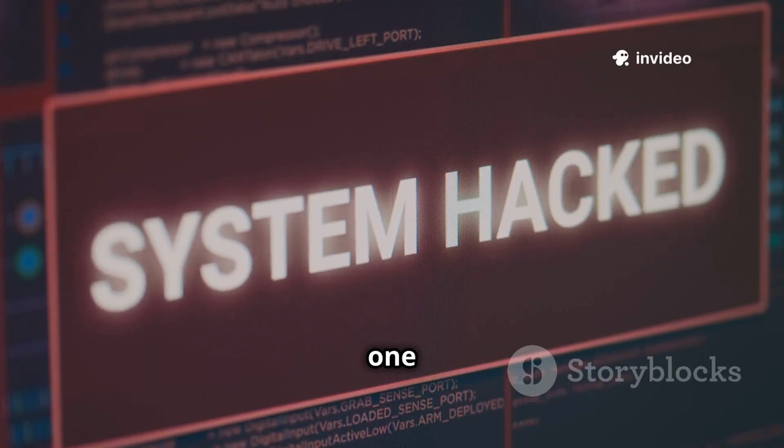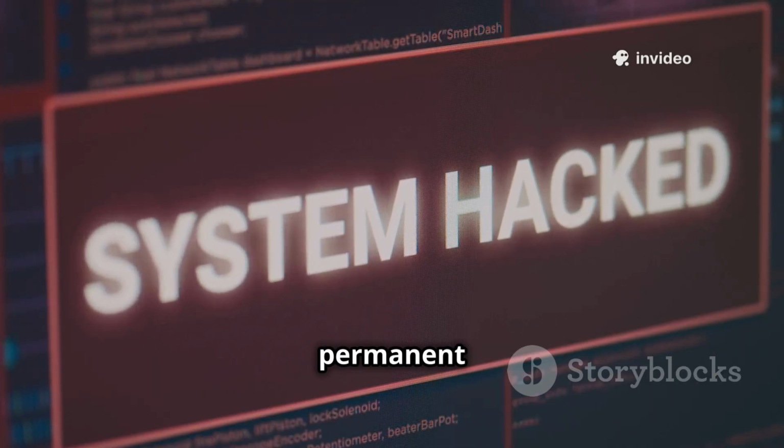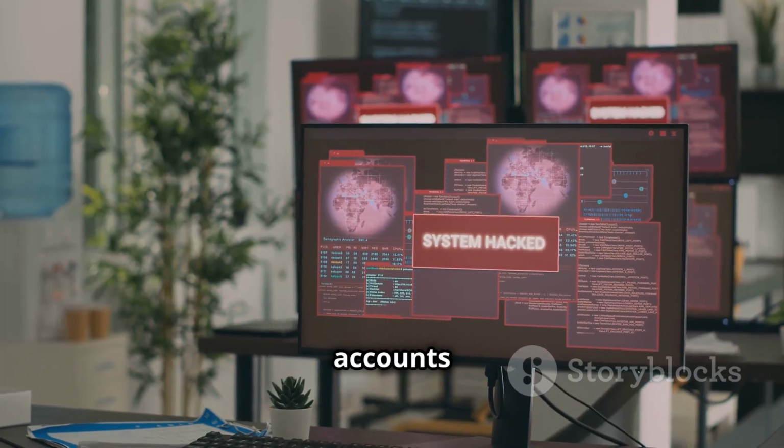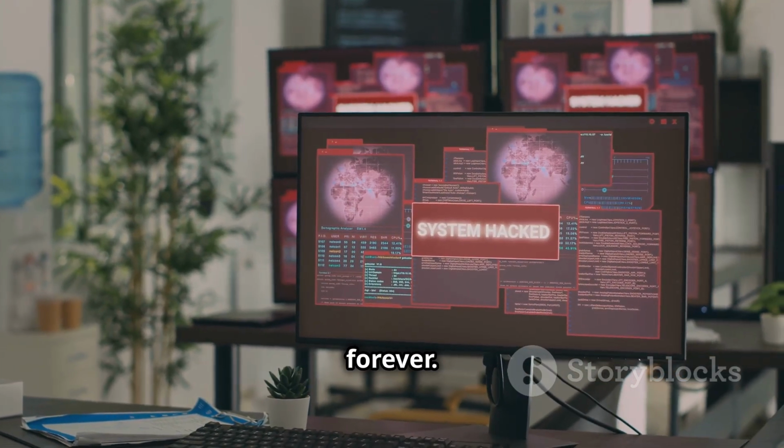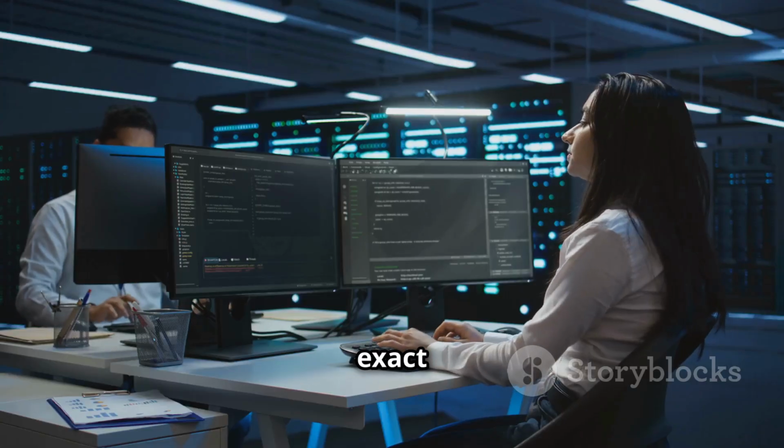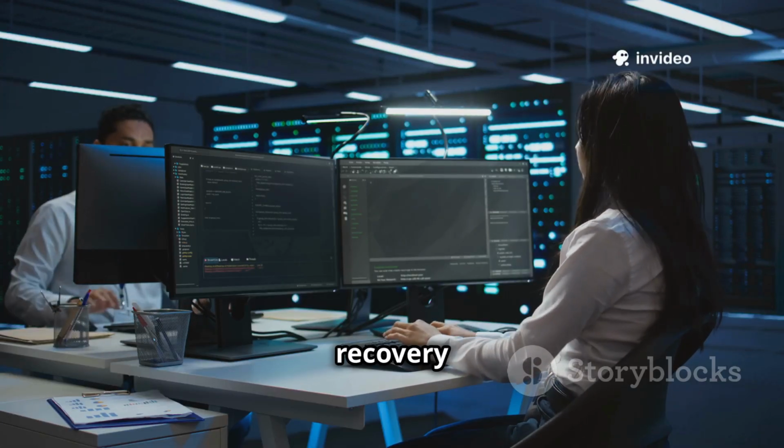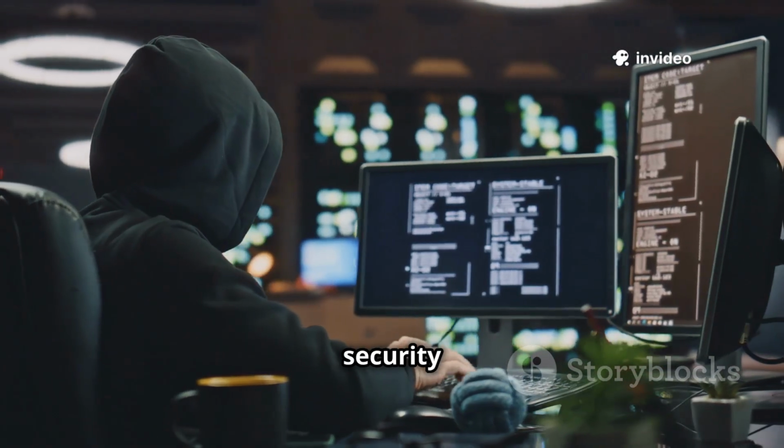If you miss even one step of the third method, you might trigger a permanent security wipe, losing your ad accounts and pixel data forever. This is the exact protocol used by high-level recovery specialists to ghost through Meta's security layers.